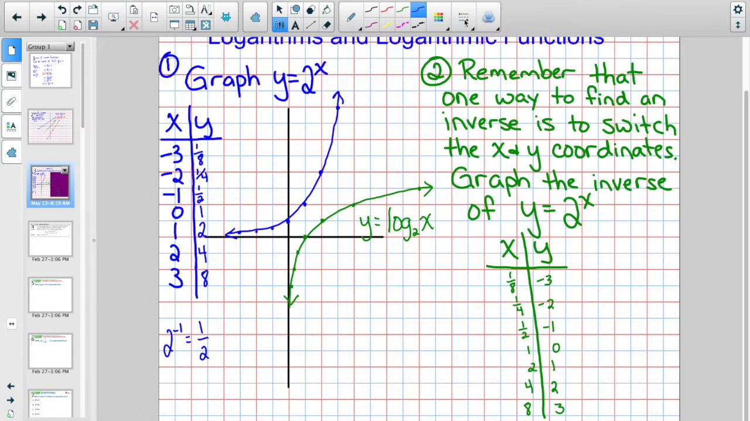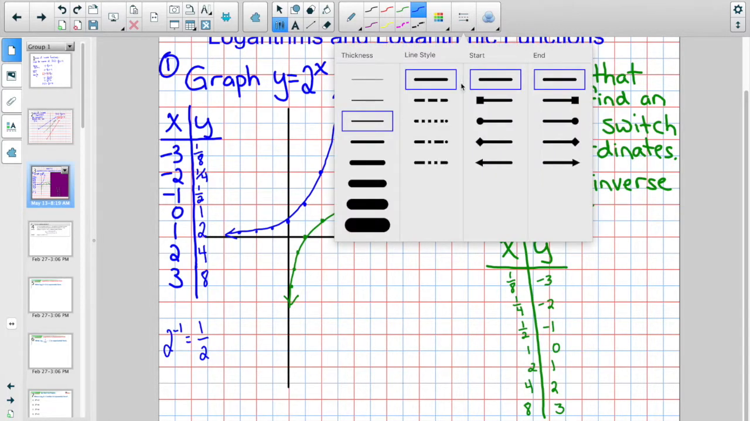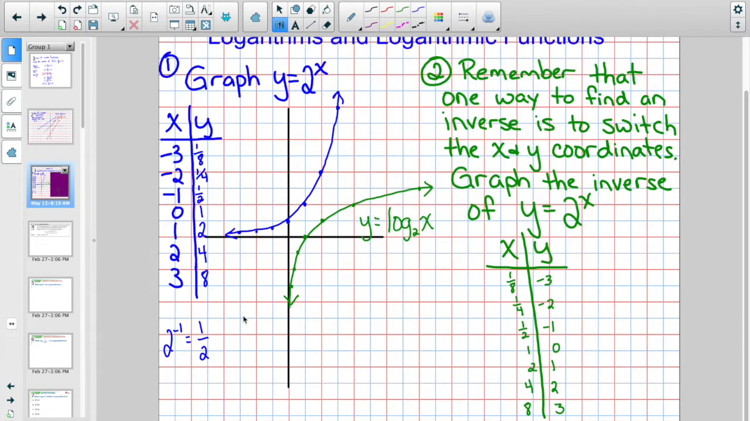So let's talk domain and range and asymptotes with these. Going back to my exponential function, the domain is all real numbers, because we could pick anything for x. The range is y is greater than 0. And remember, we had an asymptote, which was the x-axis, so that was y equals 0.